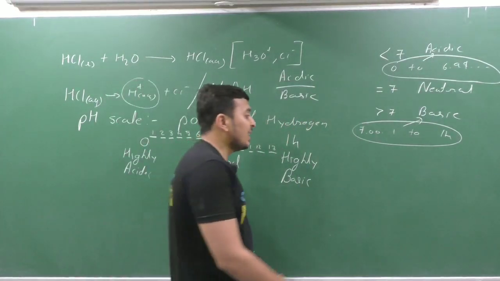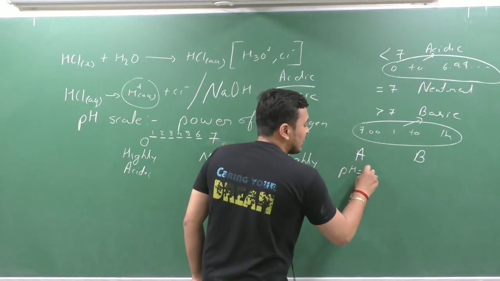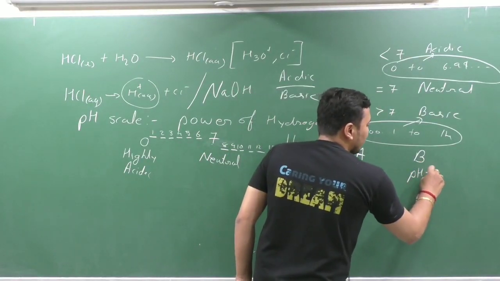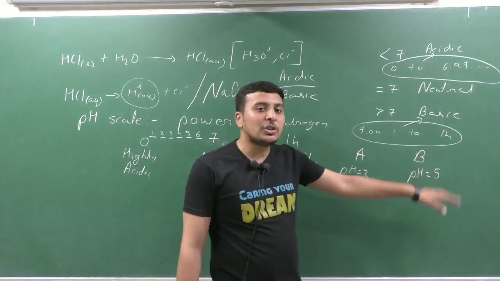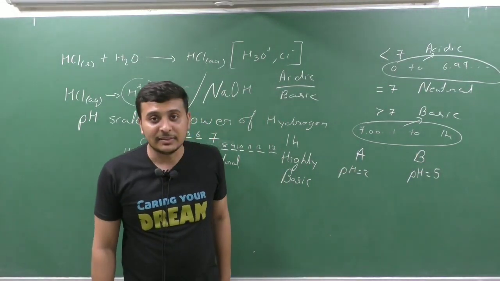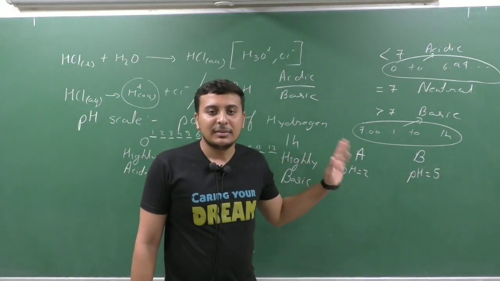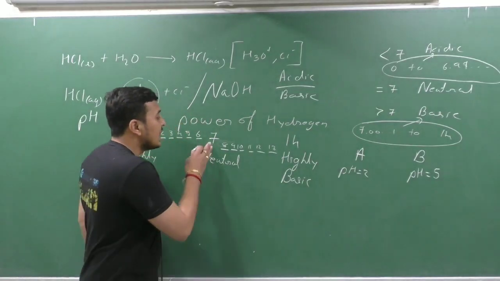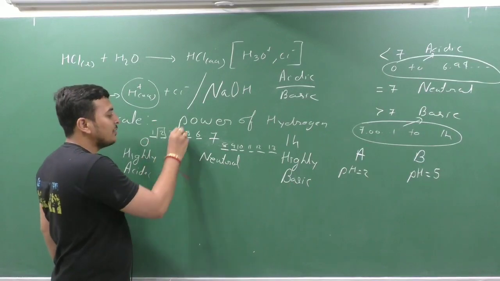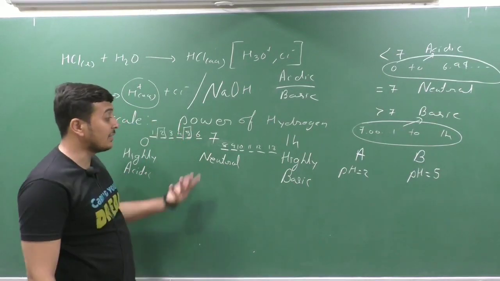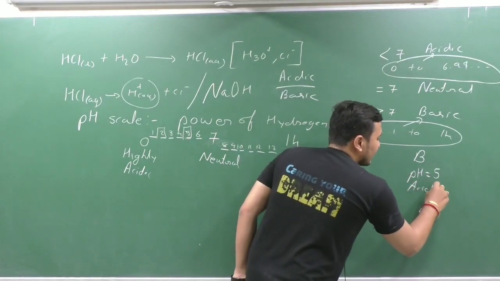Now, if there is a solution A and a solution B, solution A has pH equal to 2 and solution B has pH equal to 5. Which of the following solutions, either A or B, is acidic? Both of them are acidic. Why? As we have seen here, if the pH is less than 7, meaning 0, 1, 2, 3, 4, 5, then 2 is less than 7, and 5 is also less than 7. So both of them are acidic.